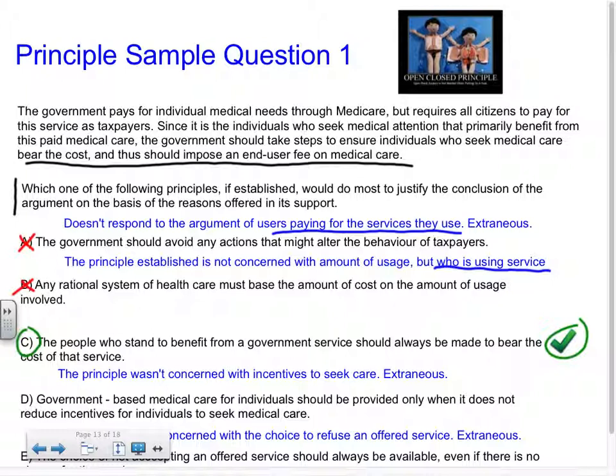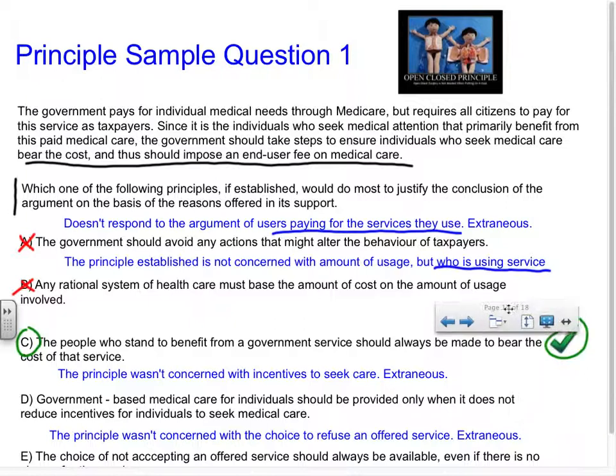Just for argument's sake, let's take a look at D. And let's move this out of the way here. D says, government-based medical care for individuals should only be provided when it does not reduce incentive for individuals to seek medical care. So again, the principle wasn't concerned with incentives about seeking medical care. I don't even recall it being mentioned at all in the passage about incentives. So remember, when you're answering these type of questions, stick with what's in the passage. This was not in the passage, so we get rid of D.